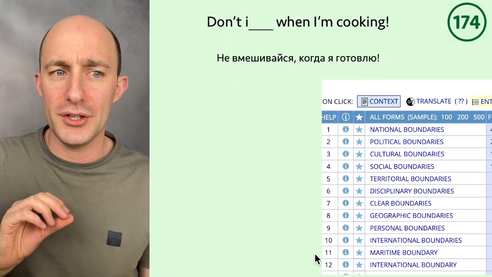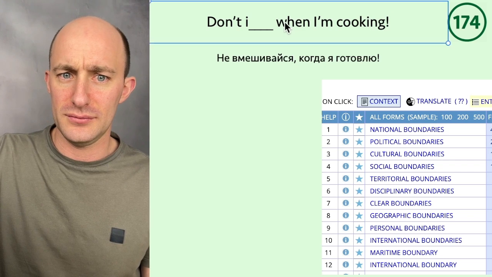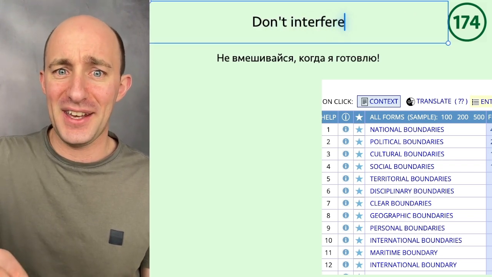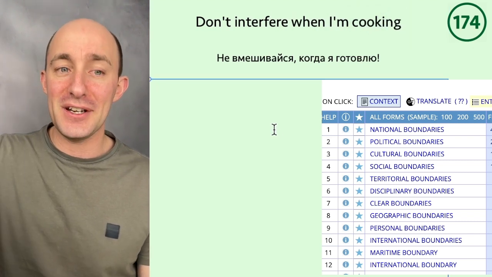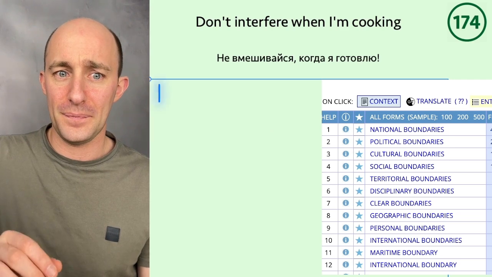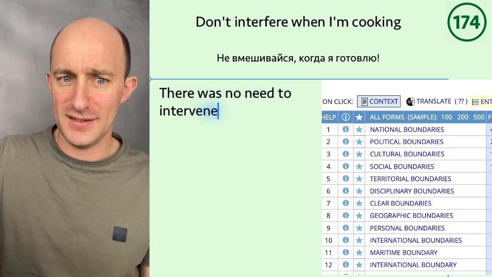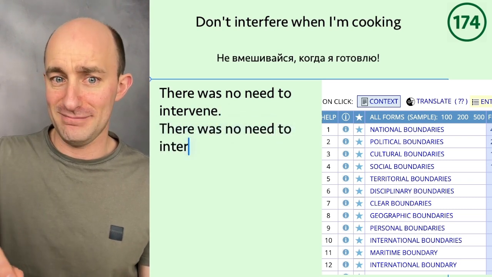Next. 174. Не вмешивайся, когда я готовлю. Don't interfere when I'm cooking. So there are two words. There's the word intervene. There was no need to intervene. There was no need to interfere.